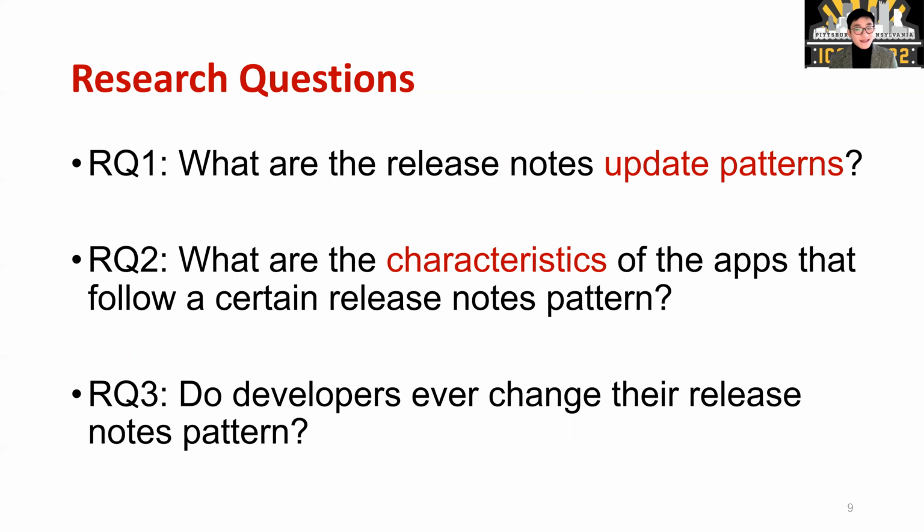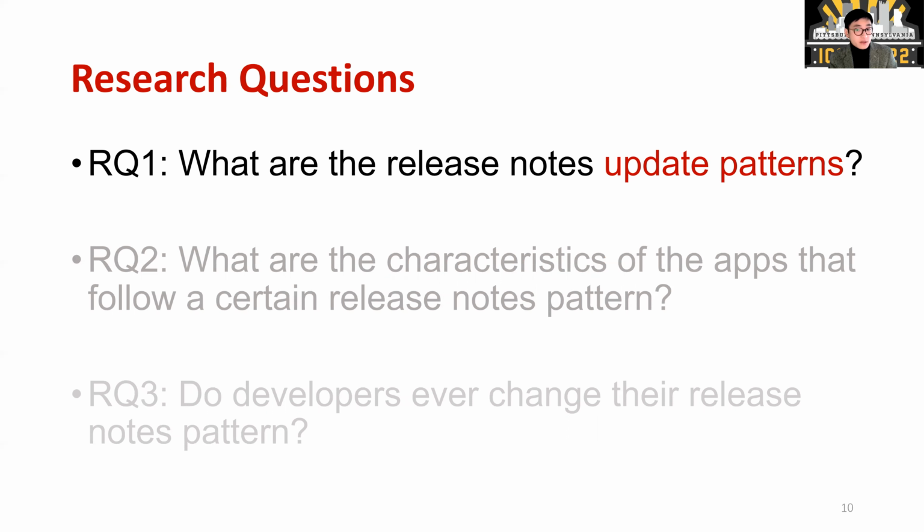For RQ2, we want to ask if apps that follow certain patterns that we identified previously will show certain app characteristics. For example, a characteristic could be the size of an app, or the frequency of an update, or the amount of user reviews that are positive versus the amount of user reviews that are negative. Finally, assuming that we can identify patterns and those patterns do correlate with app characteristics, we try to figure out if apps ever change their release note patterns and if that change is related to any other app characteristic changes as well.